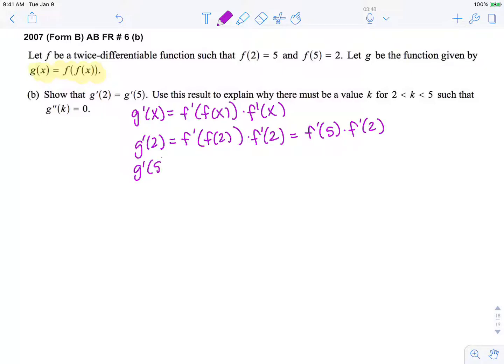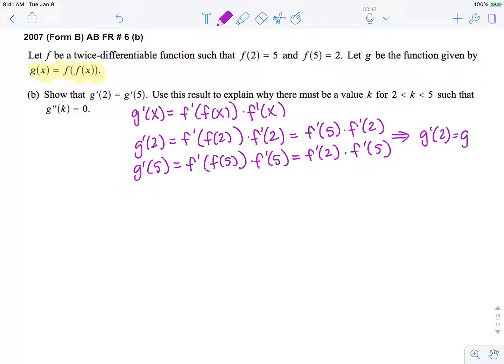g prime of 5 is f prime of f of 5 times f prime of 5. Well, f of 5 is 2, so that's f prime of 2 times f prime of 5. Using the commutative property and transitive property, we can show from this that g prime of 2 equals g prime of 5. First part is done.